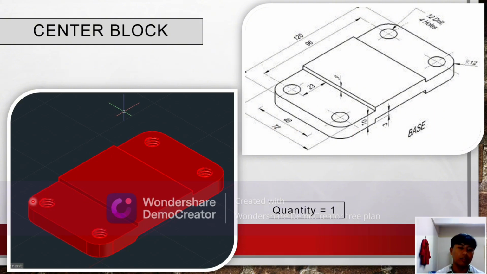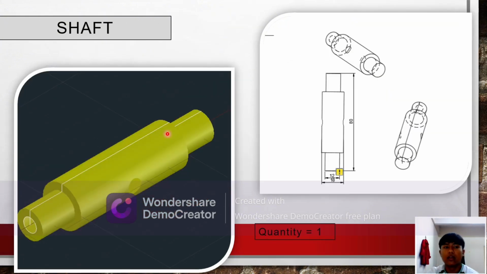Next is center block. For the center block I use a rectangle and press pull. Also I made the track for Allen bolt. The next is shaft. For the shaft I use a line. Also I use circle. The long of the shaft is 18 mm or 8 cm.